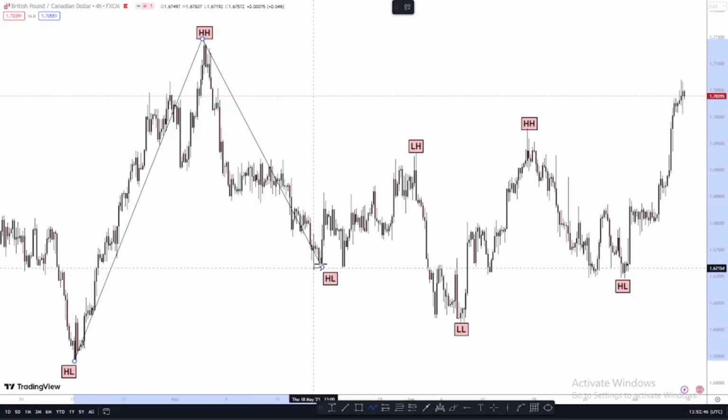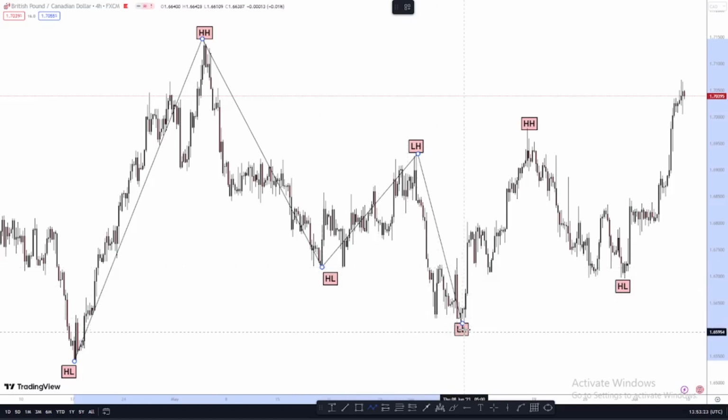After this higher low was created, what did the price do next? It came back up to create a new lower high. After this new lower high was created, what did the price do next? It came back down to create a new lower low. Why is this a lower low? Because this low is lower than its previous low.